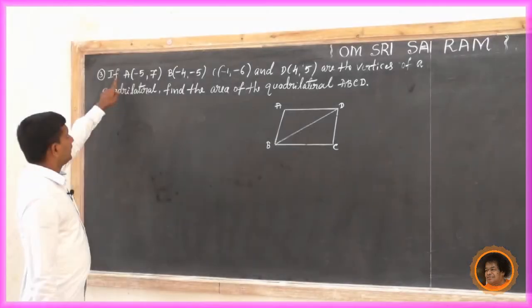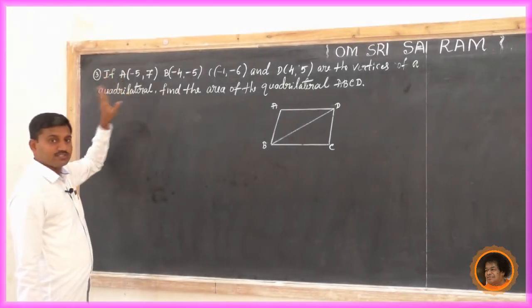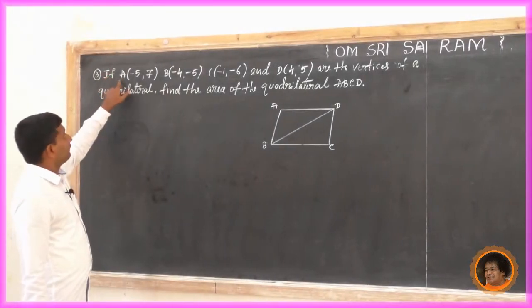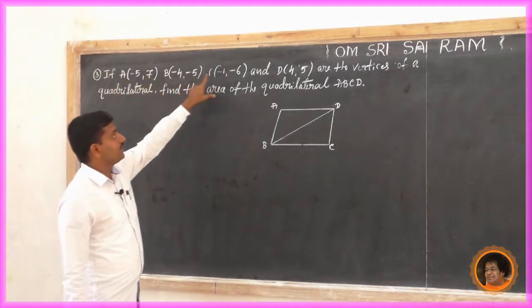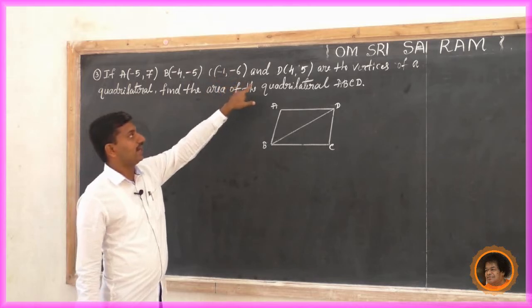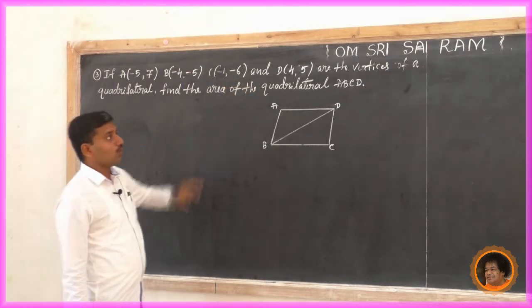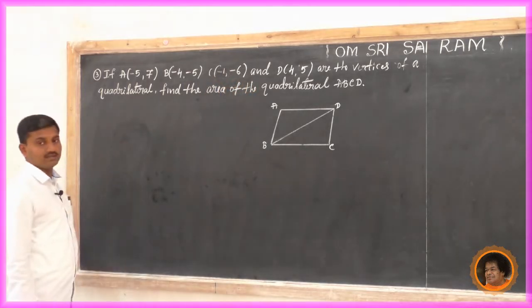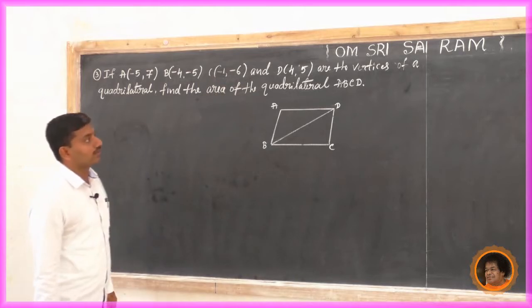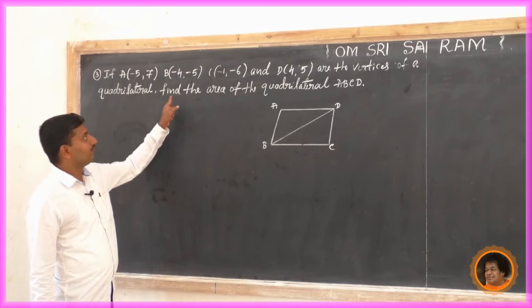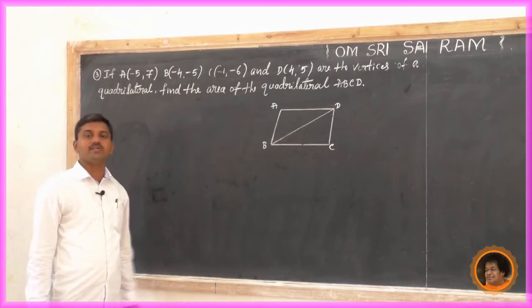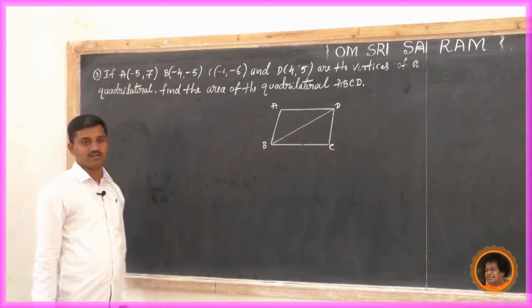So the next question, the last question in this lesson. If A(-5, 7), B(-4, -5), C(-1, -6) and D(4, 5) are the vertices of a quadrilateral, find the area of the quadrilateral ABCD. So here, find the area of the quadrilateral ABCD. How to find the area of the quadrilateral ABCD?